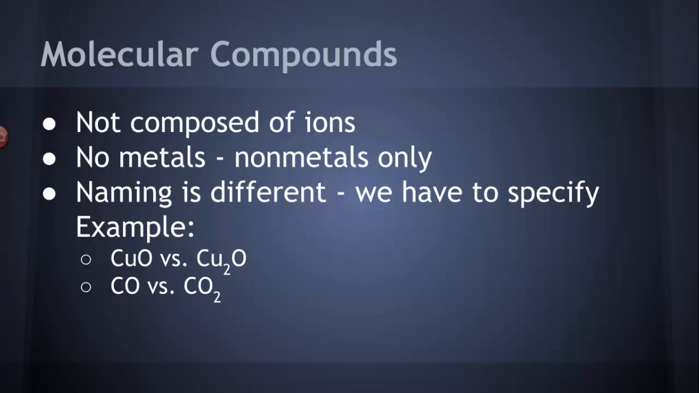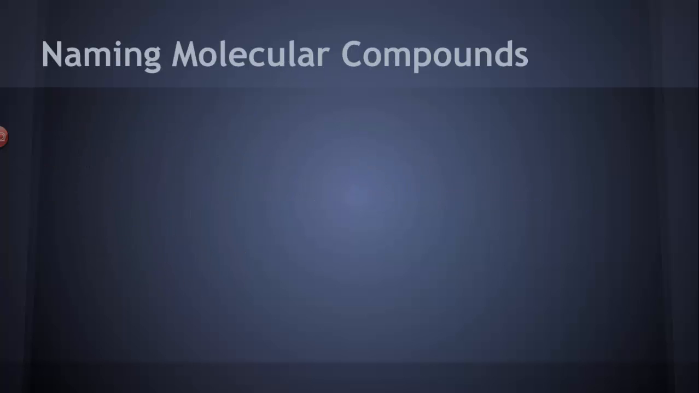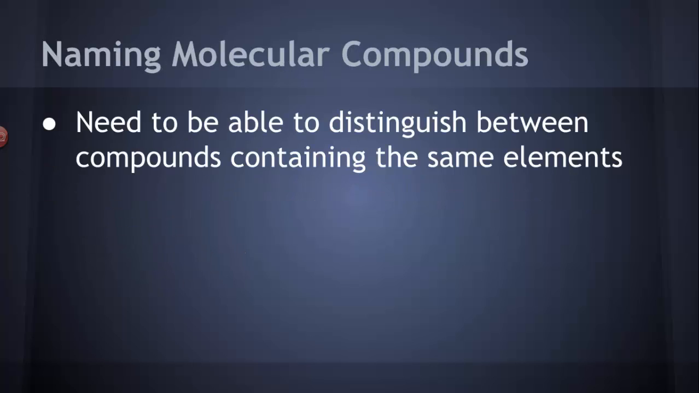I don't have ions in carbon monoxide or carbon dioxide, so I can't refer to a carbon 1 or carbon 2 or carbon 4 or whatever. I have to have another way to name them. And so I do. I have a specific way of naming molecular compounds. The way we're going to do this is we're going to distinguish between the compounds that contain the same elements, like CO and CO2. Both contain carbon and oxygen. I can't call them both carbon oxide. I have to be able to distinguish between them.